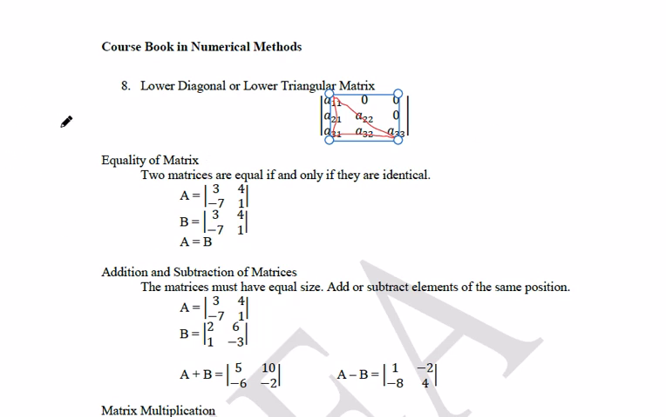We also have here the properties of the matrix. First, we have the equality of the matrix. Two matrices are equal if and only if they are identical. That means matrix A is equal to matrix B if and only if the arrangement of the elements in matrix A is the same as the arrangement of the elements in matrix B.